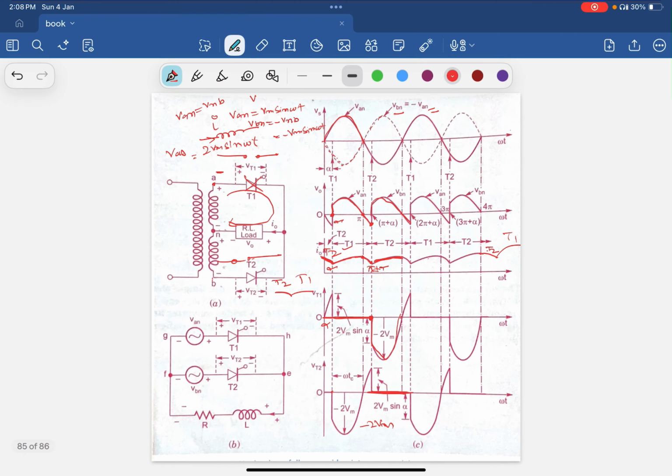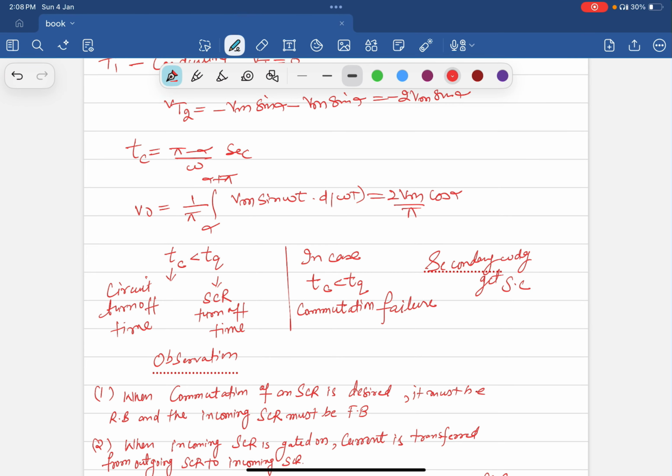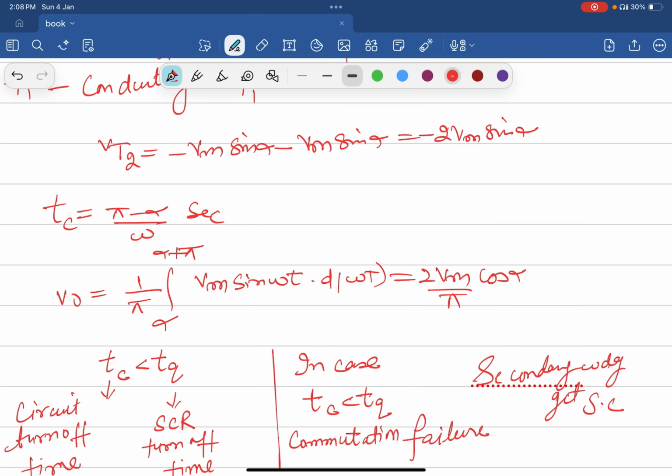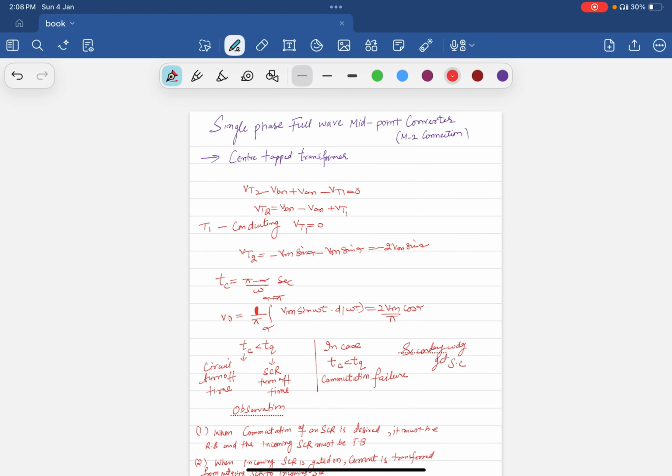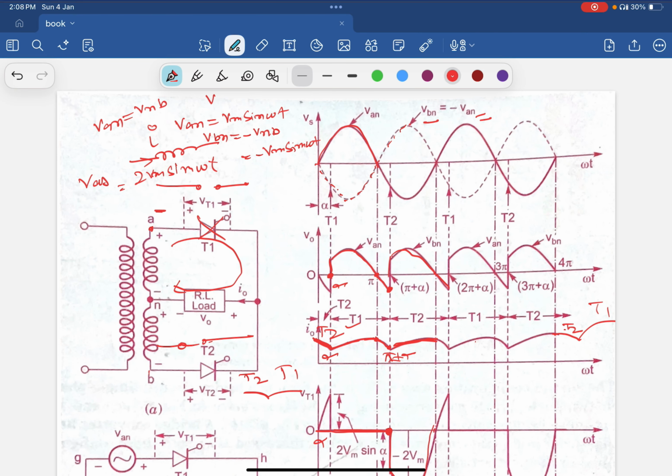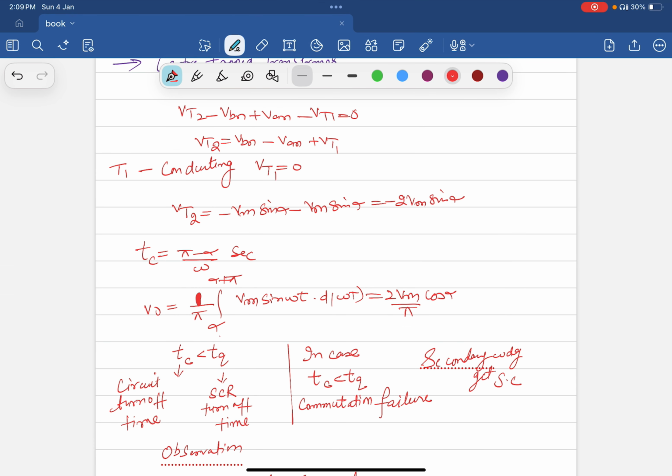If we discuss the output waveform V naught, it is 1 upon pi, integrated from alpha to pi plus alpha, the range where the thyristor will conduct, of Vm sine omega t d omega t. So we get the result 2 Vm upon pi cos alpha. This is the average output voltage we get.